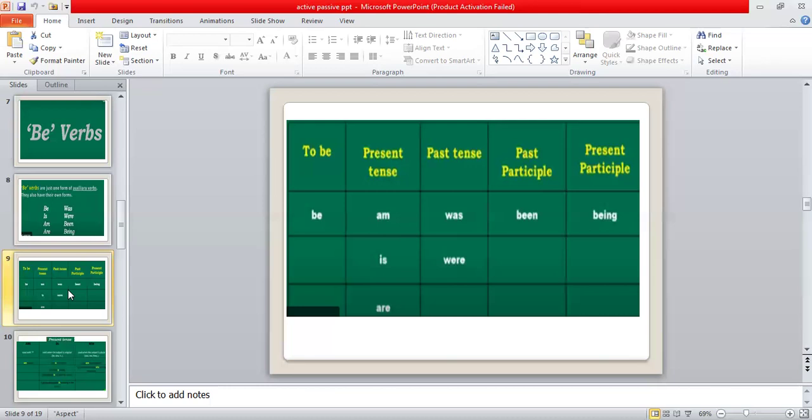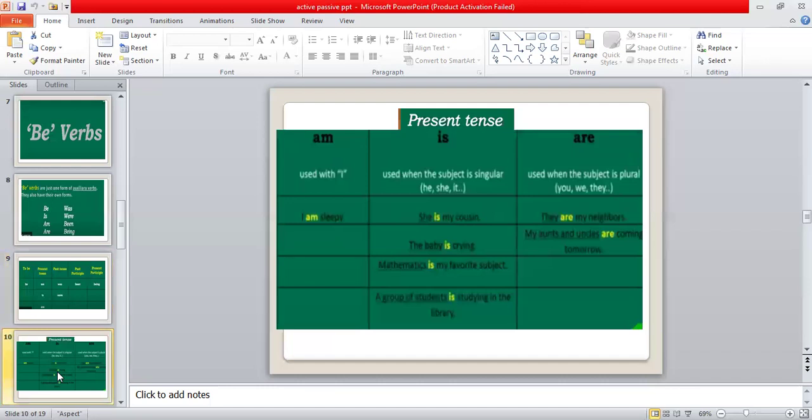And in the case of continuous sentences, where continuous tenses are used, you have to use being as the form of be. And most of the time, being is used in the case of passive sentences. So these are the different forms of be. You have to use them in the sentences according to the tense of the sentence.